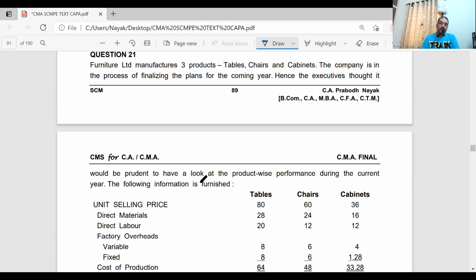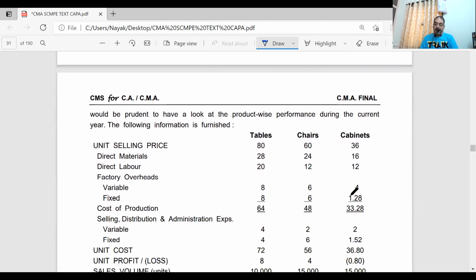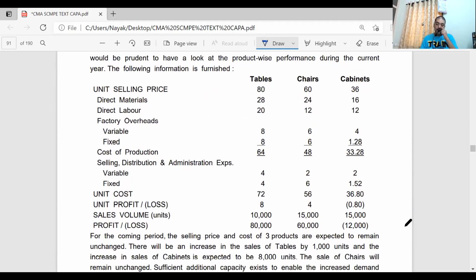Furniture Limited manufactures 3 products: tables, chairs, and cabinets. The company is in the process of finalizing the plans for the coming year. Hence, the executives thought that it would be prudent to have a look at the product-wise performance during the current year. The following information is furnished. You have direct materials, direct labor, factory overheads, then variable and fixed overheads. Cost of production is given. Selling, distribution, and administration expenses, variable and fixed, are given. Per unit cost is given. Unit profit or loss is given. And then sales volume is given.